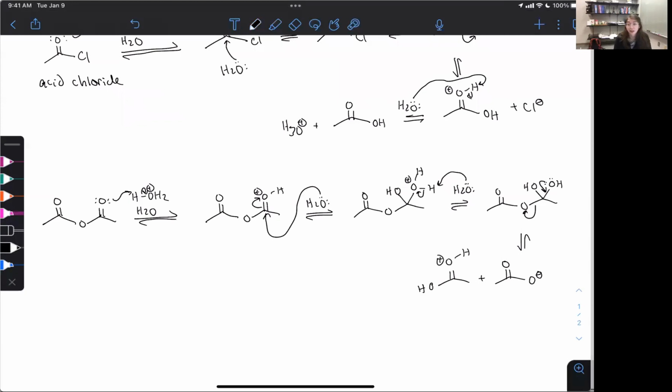Okay, so then I've got this O minus. It's probably going to go ahead and get protonated. I probably should have. Well, no, I mean, this is a pretty stable conjugate base, so I'm not too worried about that. All right, so then we've got water coming in to protonate there, or deprotonate, to get to my carboxylic acid.